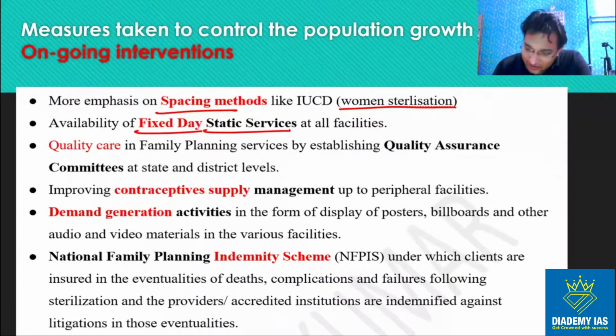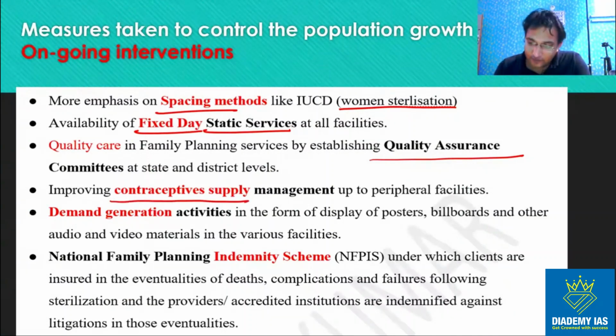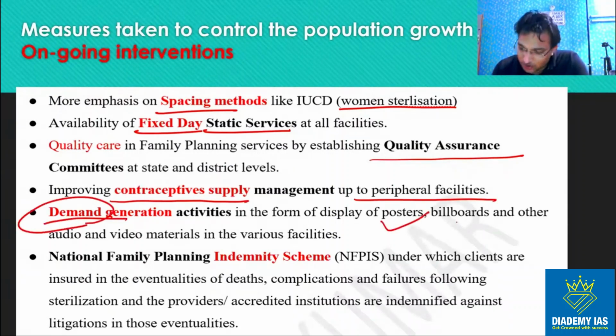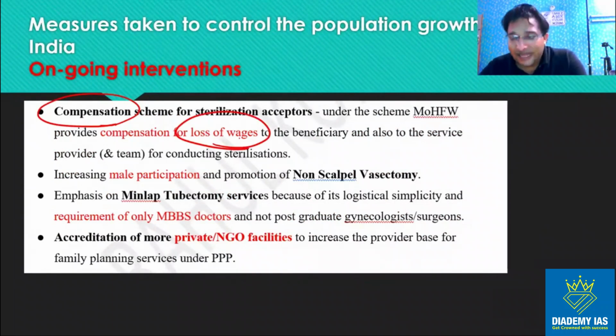Quality care, quality assurance. So if sterilization is happening, there is risk to the health of the women or men. ठीक है, so there will be quality assurance by the state and the districts. Improving contraceptive supply to the peripheral facilities. Demand generation, so awareness करना through display of posters, billboards, audio video material. ठीक है, तो demand create करना, awareness create करना. If something mishappens, providing insurance facility. Compensation for loss of wage. If some person is coming to the health center losing wages because of sterilization, in that case the government will provide the compensation also.